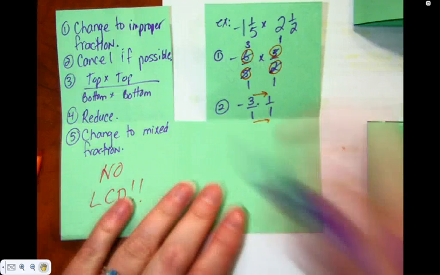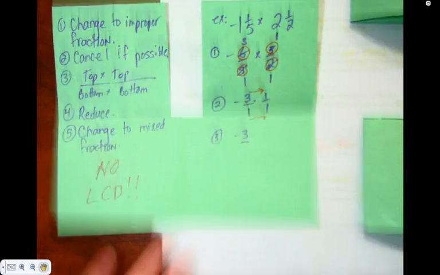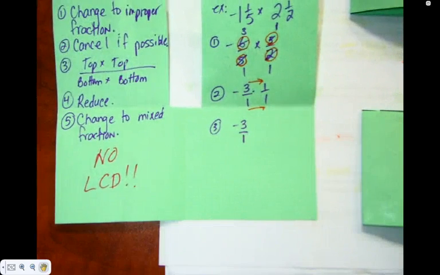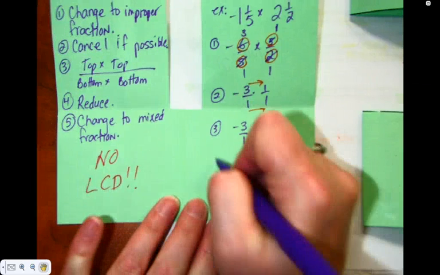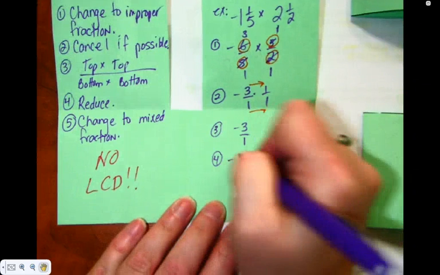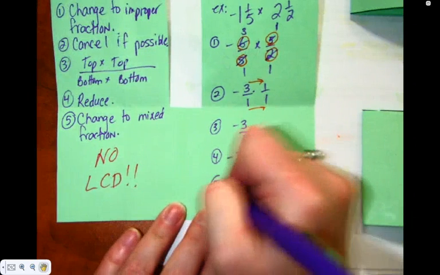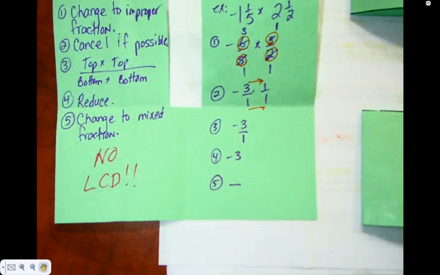So we go negative 3 times 1. And 1 times 1? Reduce. I can't reduce, but do I really need that 1 on the bottom? No. So I can just write the answer as -3. And then in this example, I don't need to change back to mixed fraction. No common denominator, no cross multiplying.